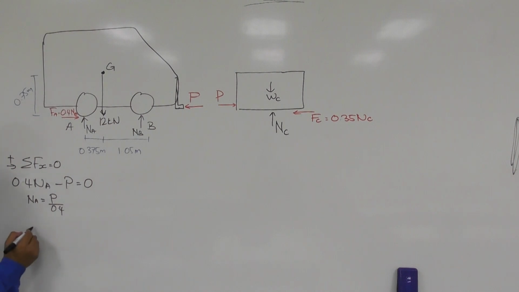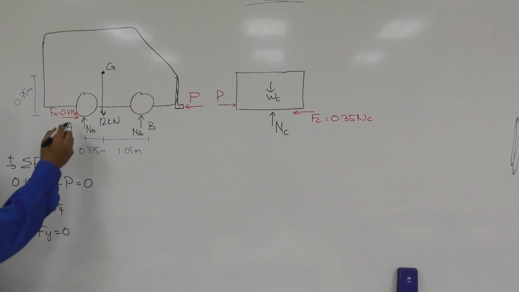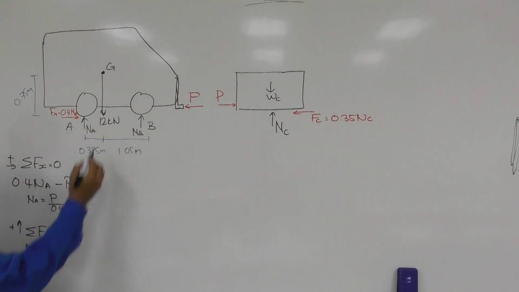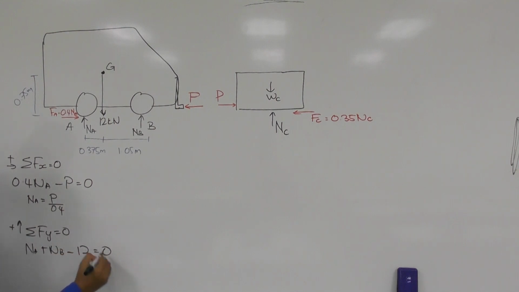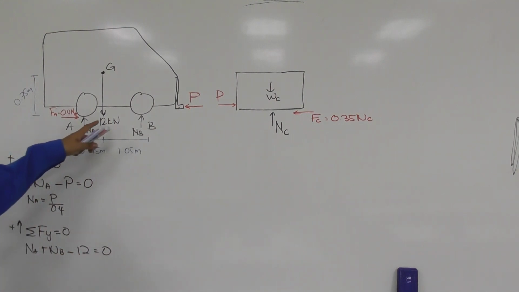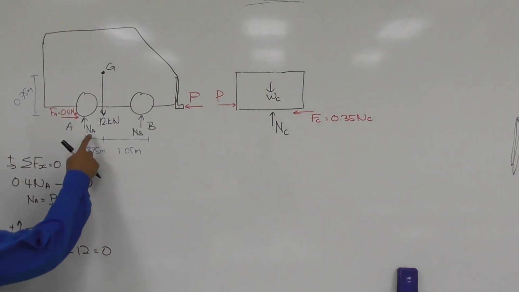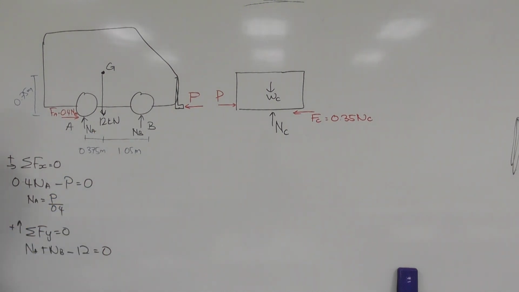And then if you do summation of Fy equal to 0, positive upwards, basically you have NA, plus NB, and then minus 12 equal to 0, right? Is that all? NA, 12, NB. Alright, so from here, you can relate basically, what can you relate?